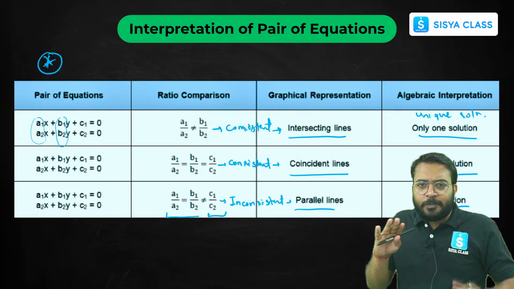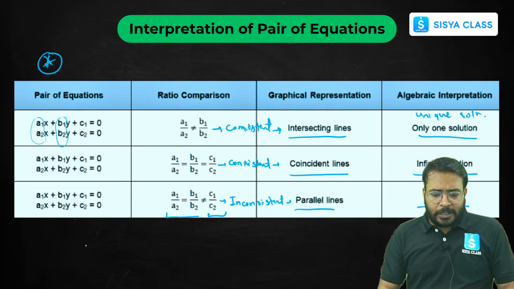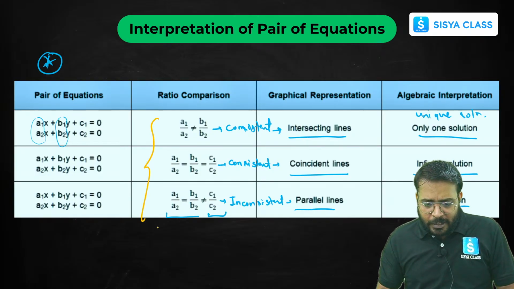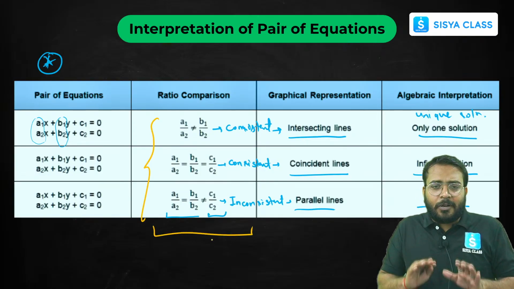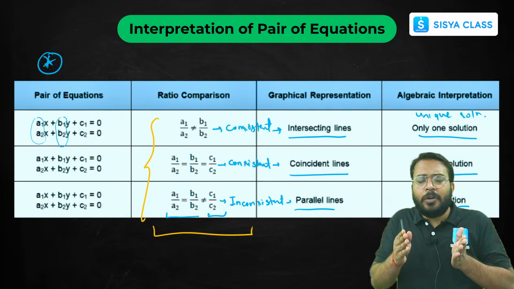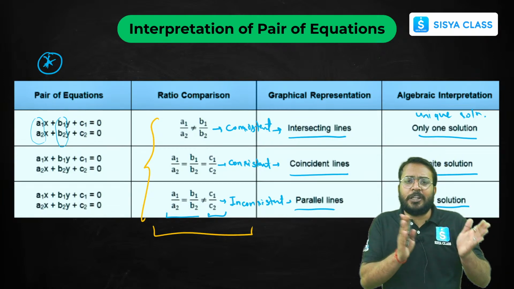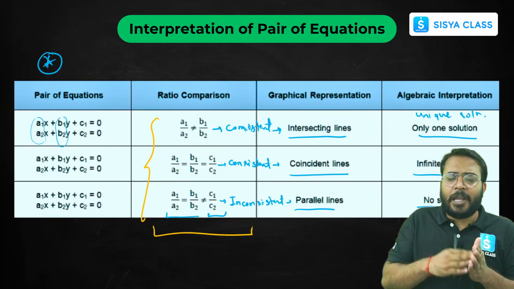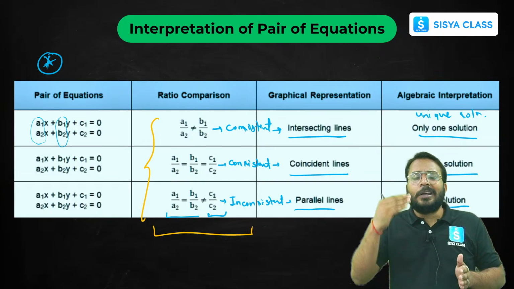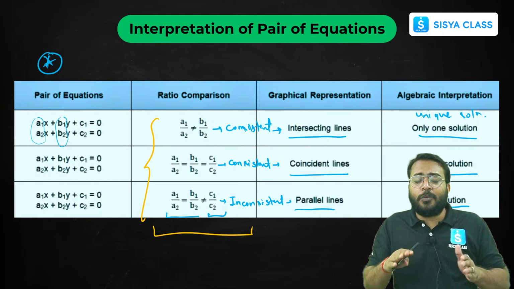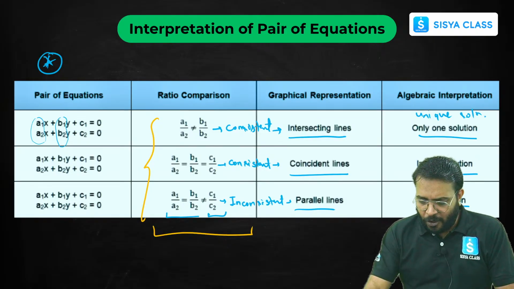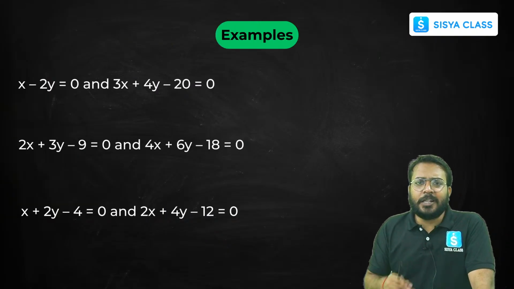I hope that this part is clear to you. Mostly you have to remember this one. You have to keep this point at your fingertips. a1 by a2 is not equal to b1 by b2, that means unique solution. If all the three ratios are equal, that means it is going to have infinitely many solutions. If a1 by a2 and b1 by b2 are equal, but c1 by c2 is not equal, that means we will say it is parallel lines or inconsistent. Got it?